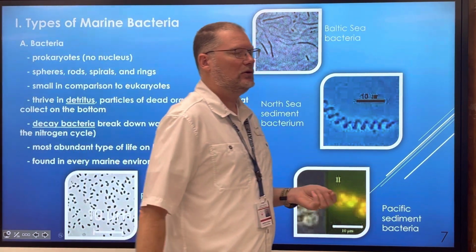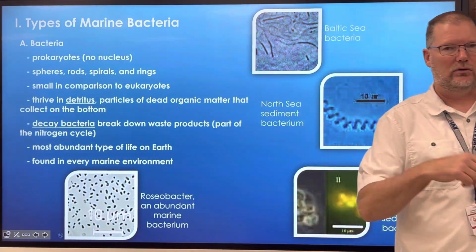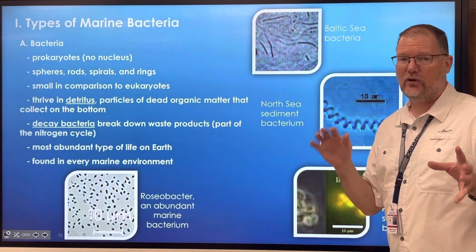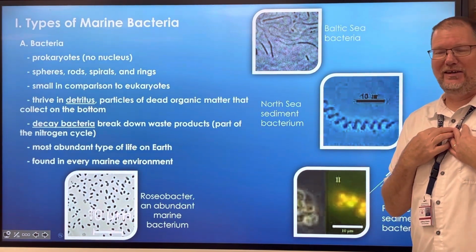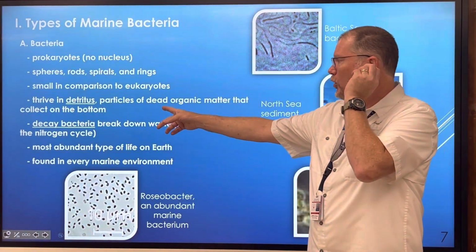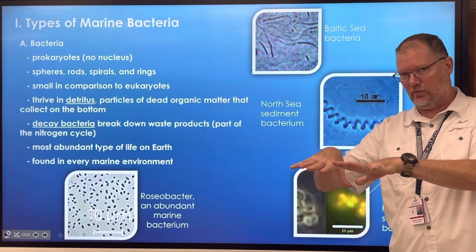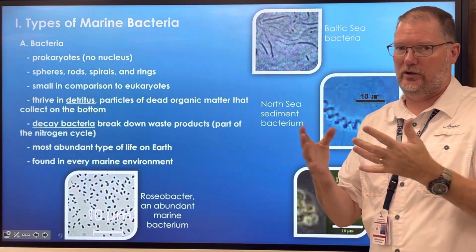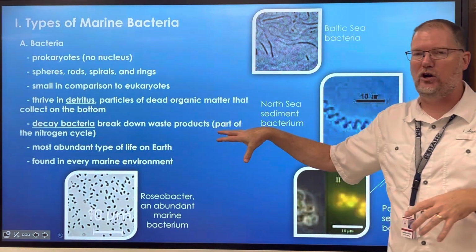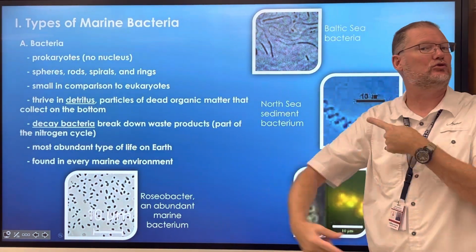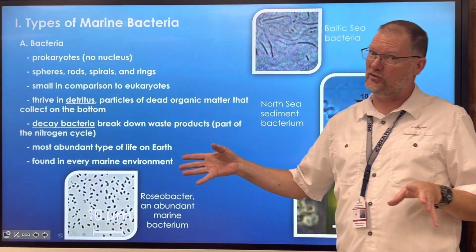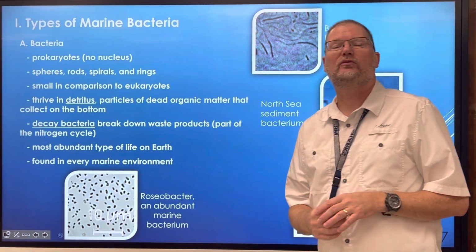You could have 100 in the space of one of your cells, like one of your skin cells. They thrive in detritus, right? That's the particles of dead organic matter that collect on the bottom of the sea floor and on anything else laying down there. Decay bacteria are very important for recycling nutrients back into the food chain, the food web, particularly the nitrogen cycle. Most abundant type of life on Earth, yes.